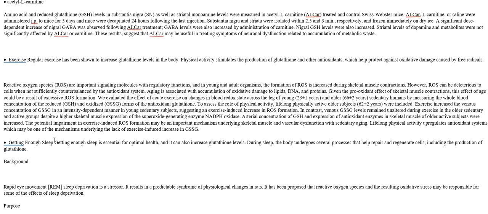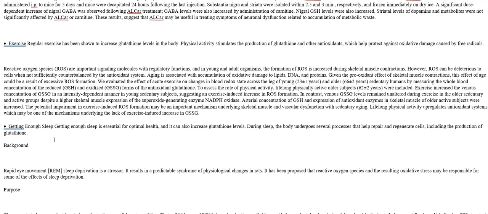Cool. So regular exercise has been shown to increase glutathione levels in the body. Physical activity stimulates the production of glutathione and other antioxidants, which help protect against oxidative damage caused by free radicals. Reactive oxygen species, or ROS, are important signaling molecules with regulatory functions. In young and adult organisms, the formation of ROS is increased during skeletal muscle contractions. ROS can be deleterious to cells when not sufficiently counterbalanced by the antioxidant system.